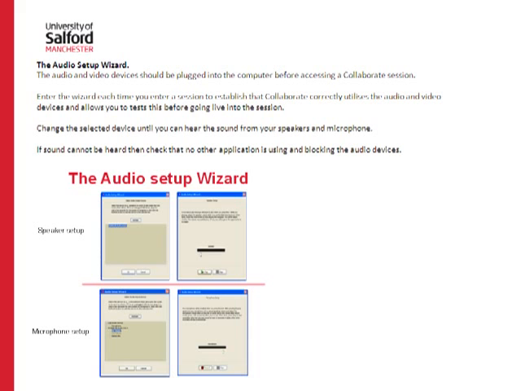Occasionally what can happen is that another piece of software is blocking the use of the audio devices, and you need to check on the PC that no other software is blocking these devices. As I have said, the audio connectivity is usually the main problem that people have with Blackboard Collaborate, but there are one or two other issues, and those I am going to go into briefly now.